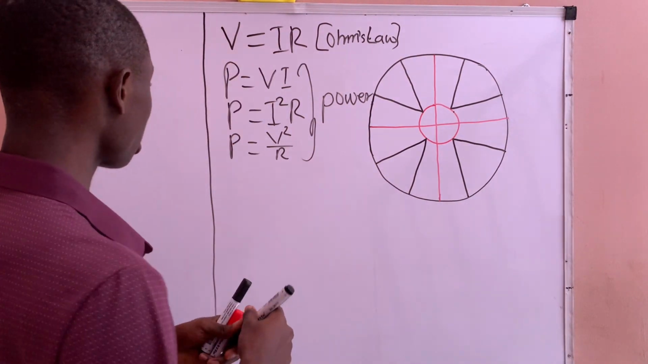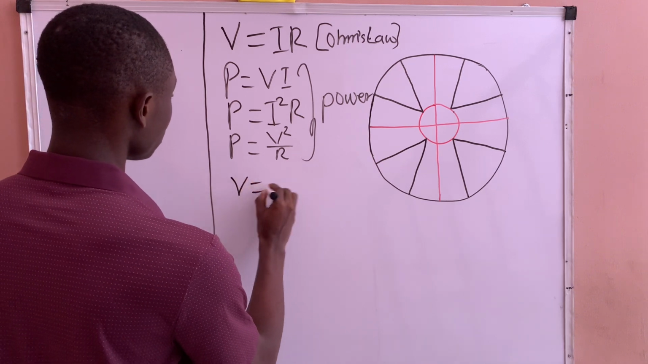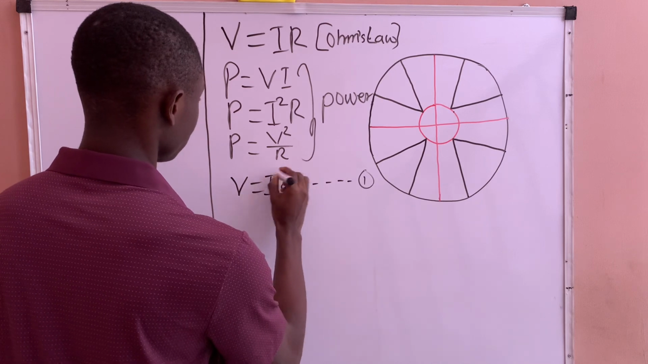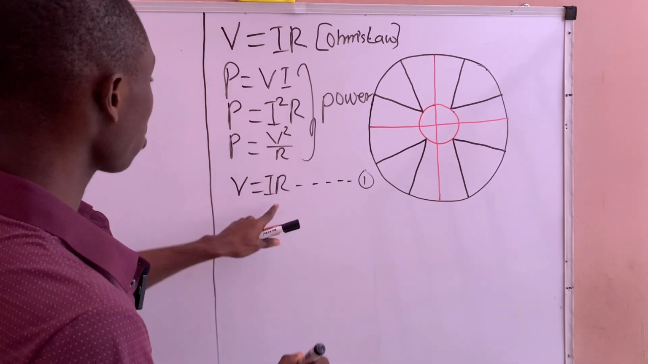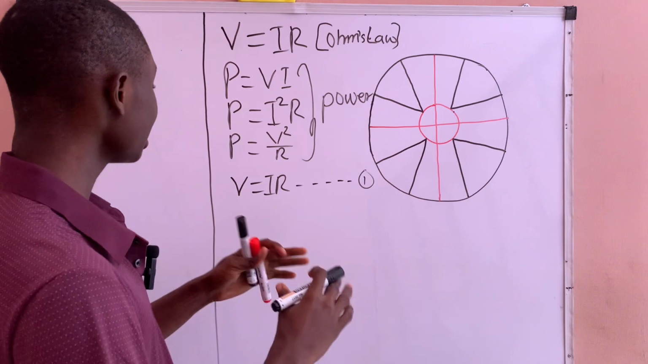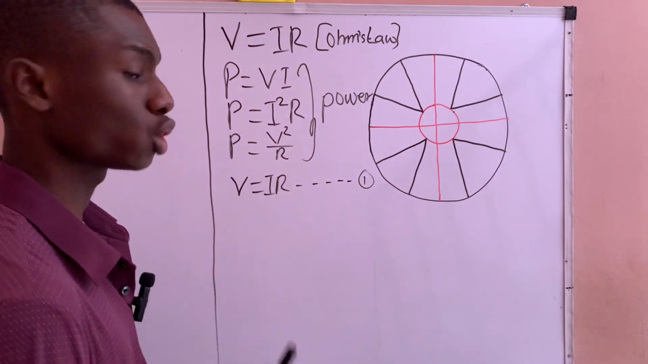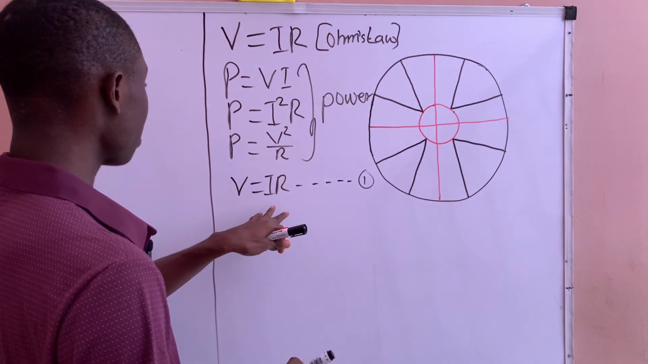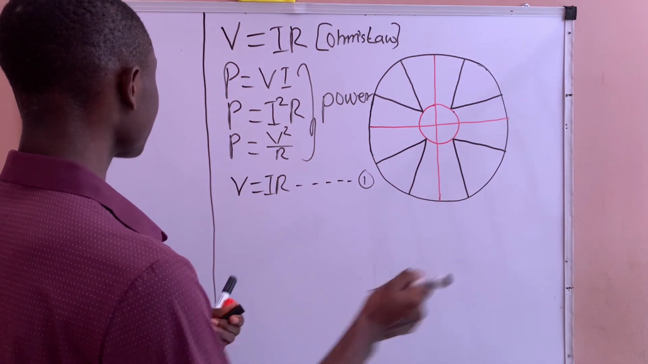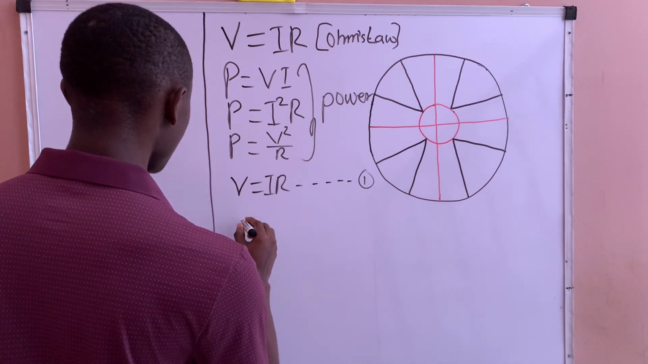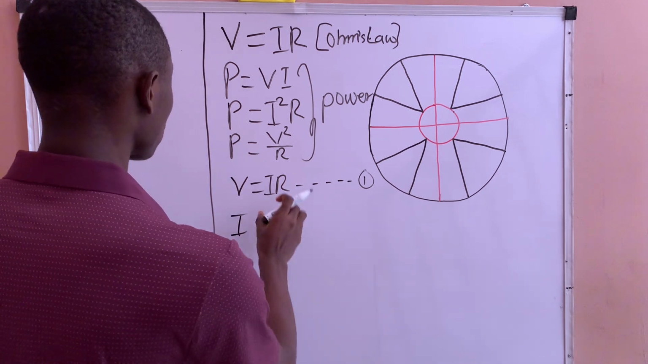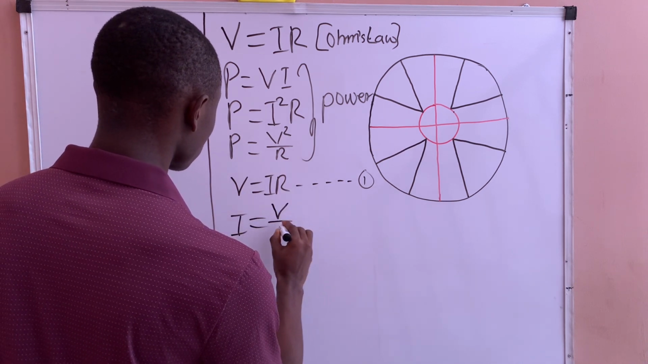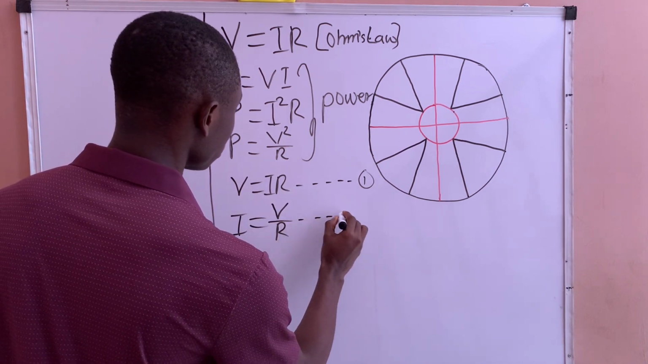From the Ohm's law formula, V is equal to IR, we can call this equation 1. From this equation 1, we can rearrange it by making I and R the subject of the formula. By making I the subject of the formula, by dividing both sides by the coefficient of I, which is R, we will have that I will be equal to V over R. We call this equation 2.